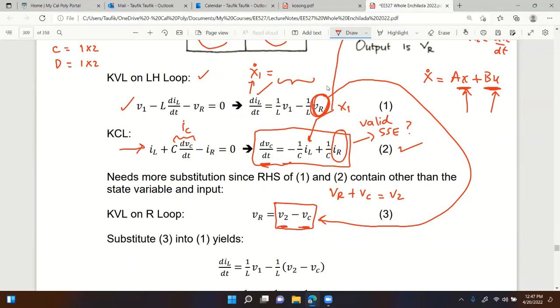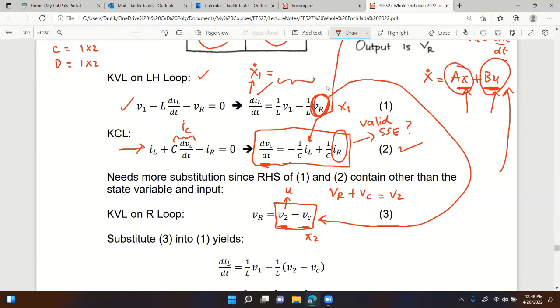Yes or no? The answer is yes. Why yes? Well, because look, V2 is our input. That's u, isn't it? So that's good because u is what we want on the right-hand side. How about VC? Is that good to have on the right-hand side? Yes, because VC is our x2, and that's what we want on the right-hand side, x, right?